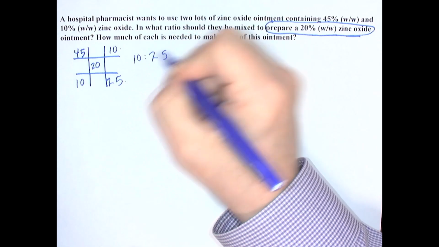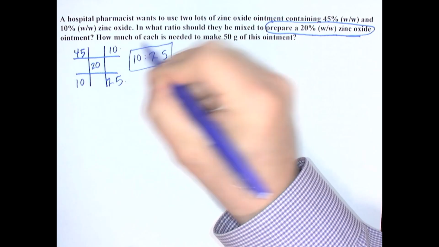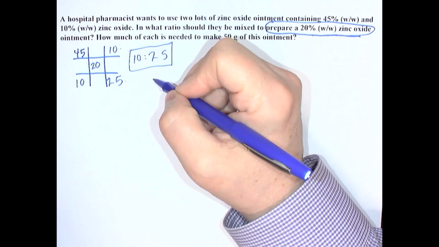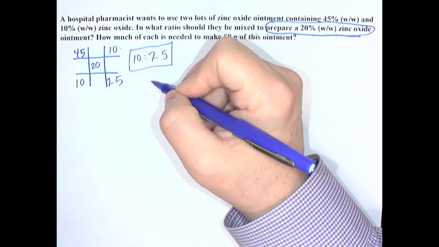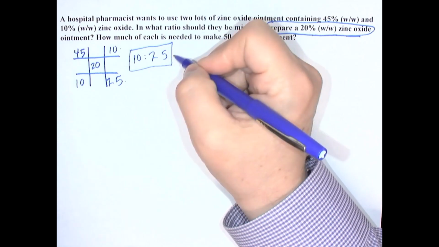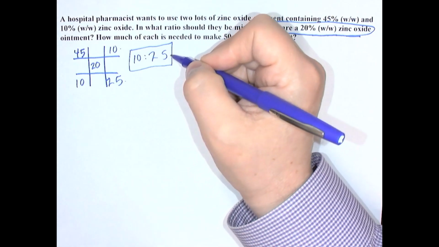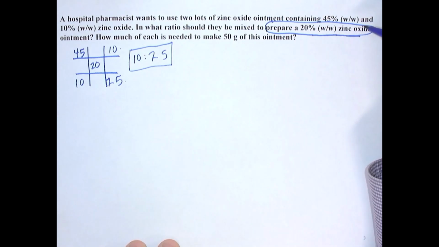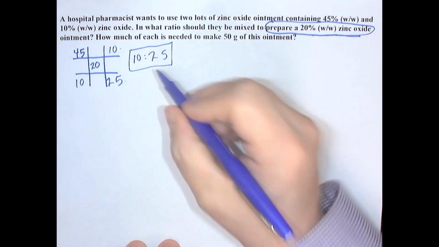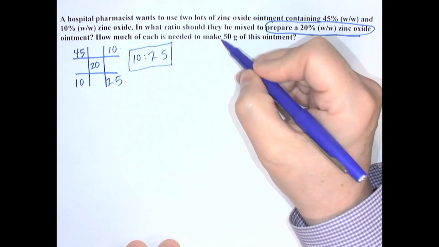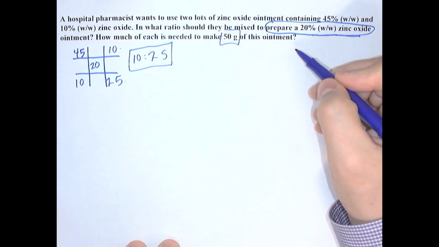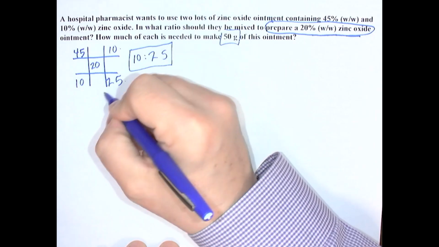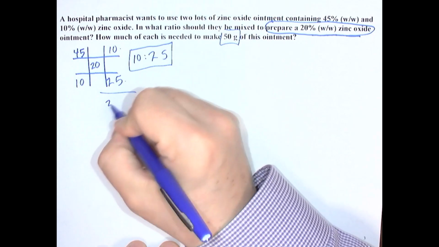You could reduce this like a fraction. That's not required. 10 to 25, if you use that in our calculations here, that will give you the correct answer, just like the reduced ratio would give you the correct answer. Okay, so then the other part of the question is, how much of each is needed to prepare 50 grams of this ointment? Okay, so we got 10 parts and 25 parts. That is going to be a total of 35 parts.